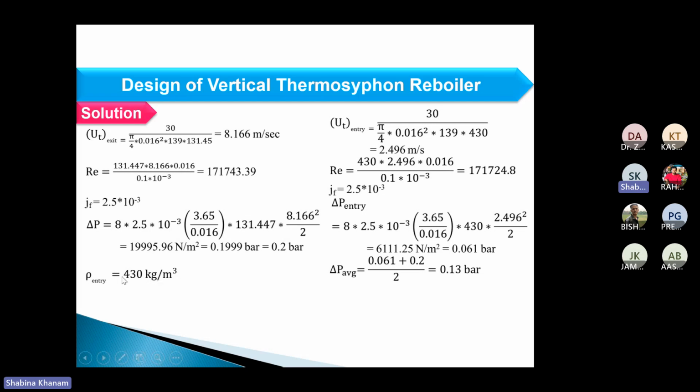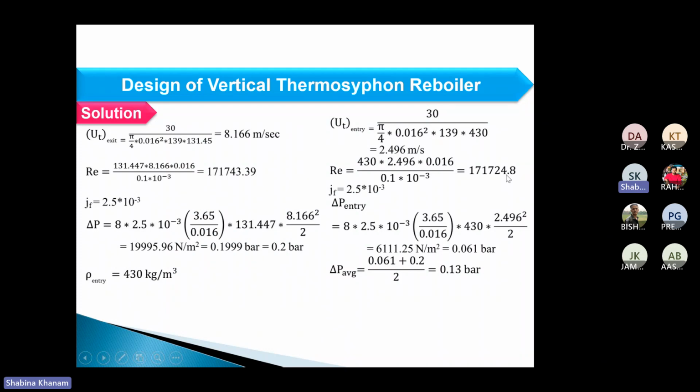So at entry condition, the density of the liquid should be considered. We need to calculate the velocity because it will vary, because density will vary, but the Reynolds number will not change. You can directly consider it like this, otherwise you may find some variation due to change in decimal values.